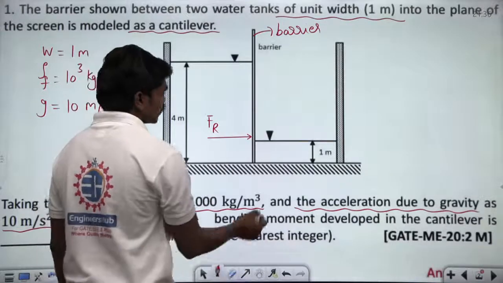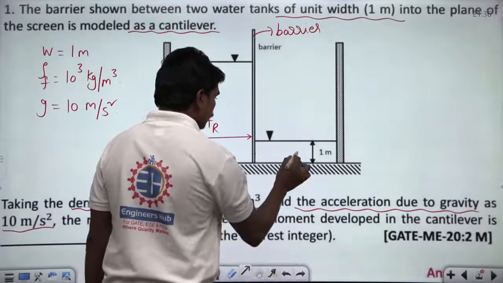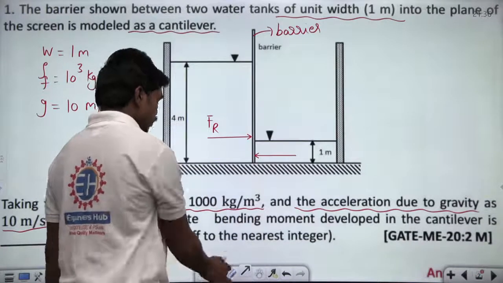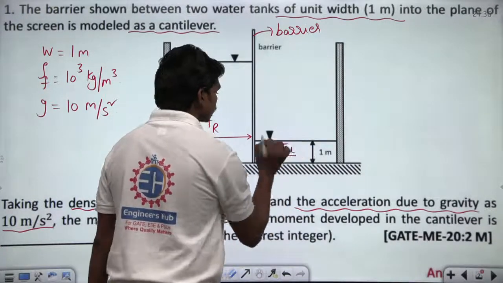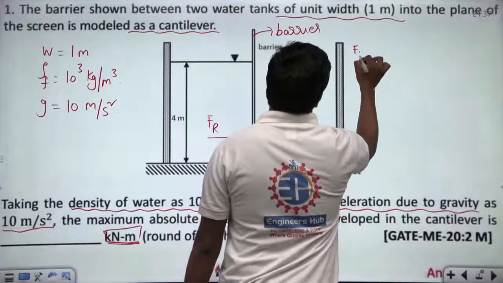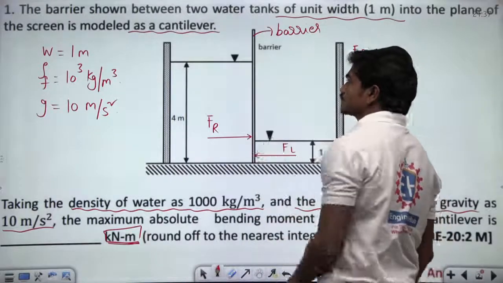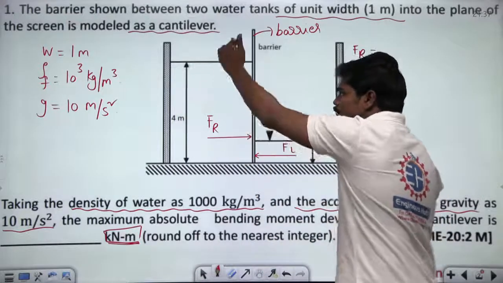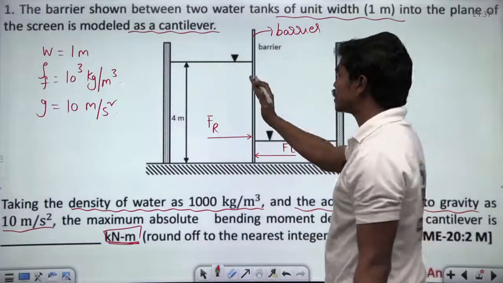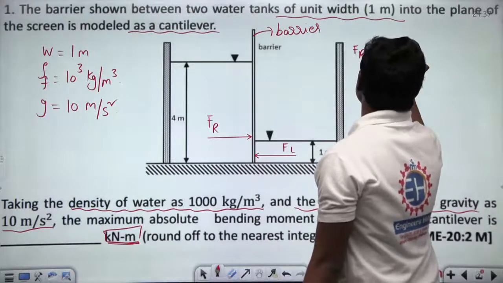Similarly, because of this 1 meter water column, let us suppose there is some fluid pressure force acting, and it should be a bit lower in general. So this is FL, because of this right side water tank. Now please tell me, what are the expressions for this FR? Look, this plate is inclined at an angle of 90 degrees with the free surface, correct? And the length to which it is immersed in water is 4 meters. If you know the hydrostatic force acting on a plane surface, the total hydrostatic force acting on a plane surface is rho g A h bar.